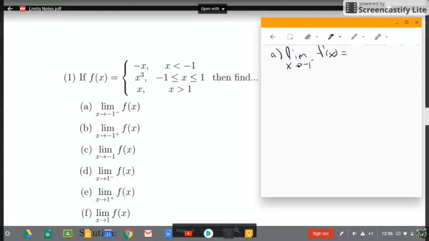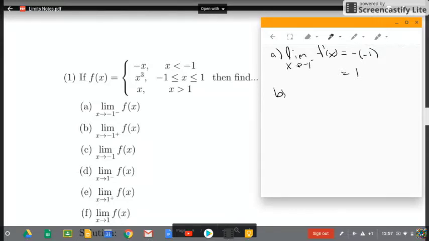That's because when we take a look at that limit, I'm approaching negative 1 from the left. That means this interval right here, this is the function that applies when the value of x is less than negative 1, or to the left of negative 1. So we're going to use that negative x. This is going to be equal to the negative of negative 1. And so my answer is, what is the limit as x approaches negative 1 from the left? Well, it's going to be positive 1.